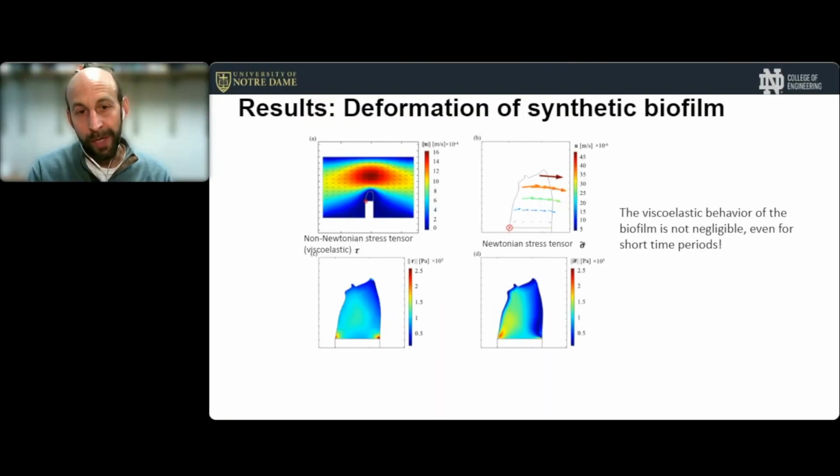So again, you can see in real time how this deforms under fluid flow. So using this model, we can gain other information. We can determine the flow field based on this fluid structure interaction. We can determine deformation velocities during the deformation, and we can also determine stresses inside the biofilm. And one thing that we found is this viscoelastic behavior is actually quite important. So even in short time periods, it can't be neglected.